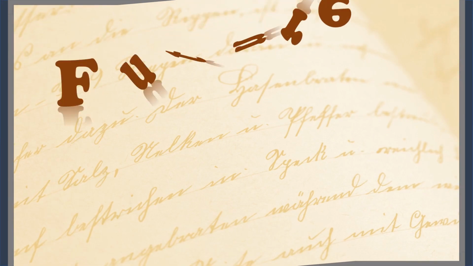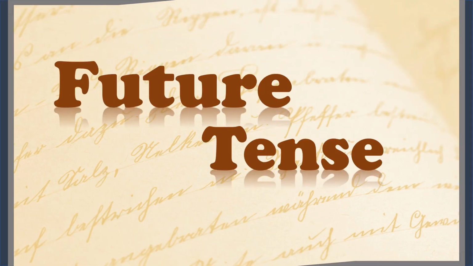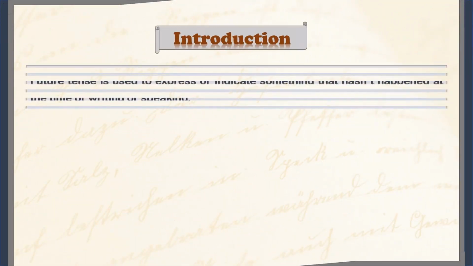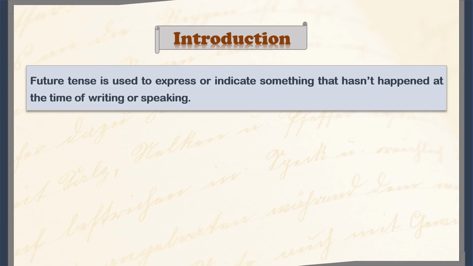Hello and welcome. Let's start with the third tense, which is future tense. Let us start with the introduction. Future tense is used to express or indicate something that hasn't happened at the time of writing or speaking, but may occur in the future.